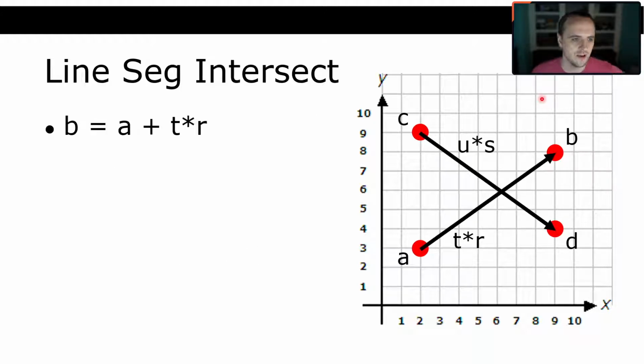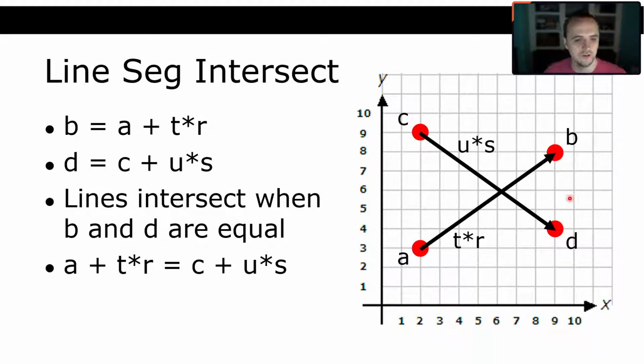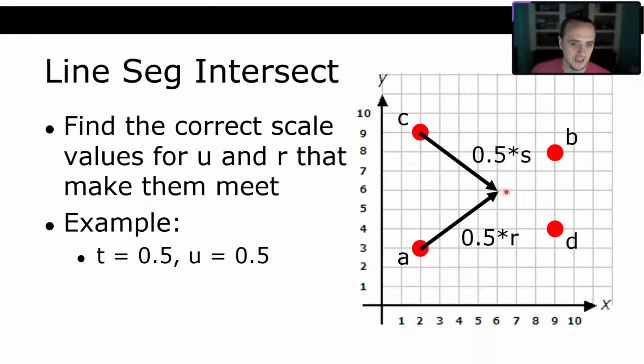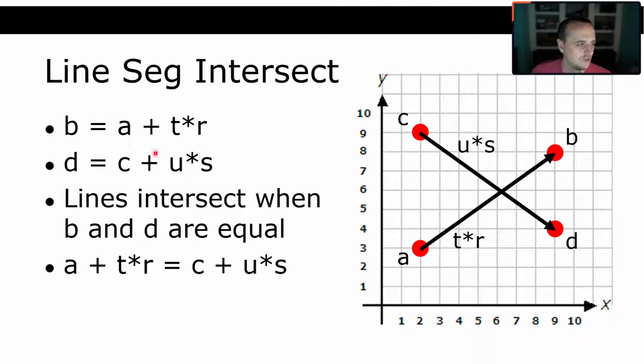So here we have B, right? B is equal to A plus T times R, and D is equal to C plus U times S. And we know the lines intersect where B and D would be equal. So in order to get the correct scalar values, if these are equal at some point, then we'll just set their equations to be equal. So where B would equal D, right? Just look back. Right here, we essentially have B equal D at this point with these scalar values. So we take both of these equations and set them equal to each other.